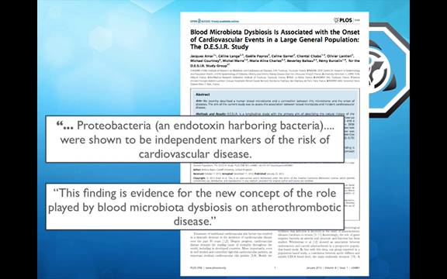Now, the conclusion of this large cohort study was that dysbiosis, or bacterial imbalances in the bloodstream, predicted poor cardiovascular prognosis, meaning heart disease and fatal cardiovascular events. More specifically, poor prognosis was associated with an increased proportion of bacteria belonging to the phylum Proteobacteria. Bacteria belonging to this phylum harbor endotoxin, such as E. coli, Salmonella, cholera, and Helicobacter pylori. So increased blood levels of endotoxin-containing bacteria are associated with poor cardiovascular disease outcomes.